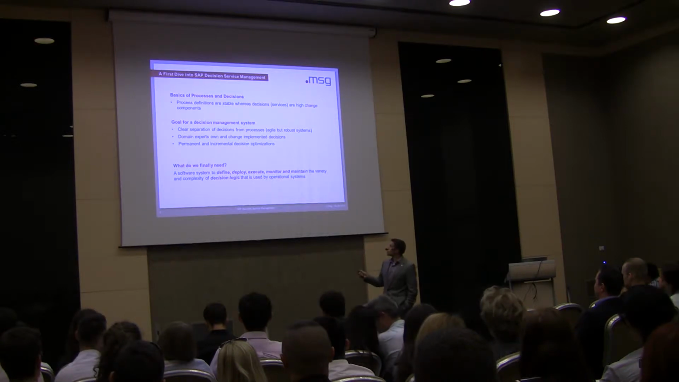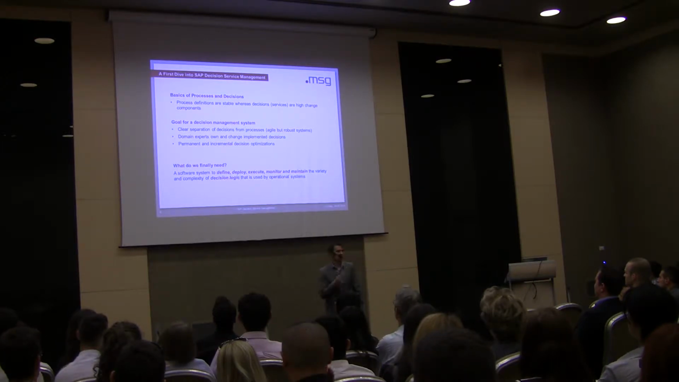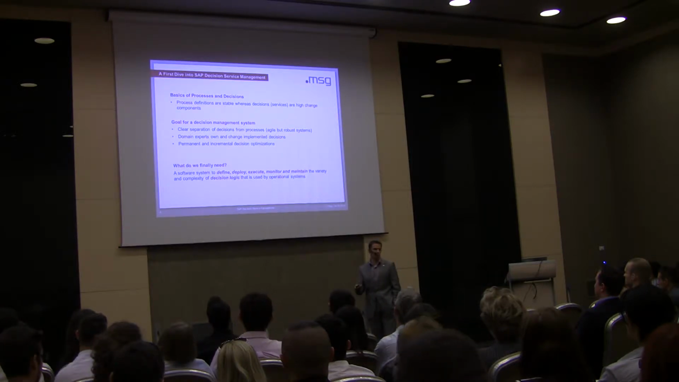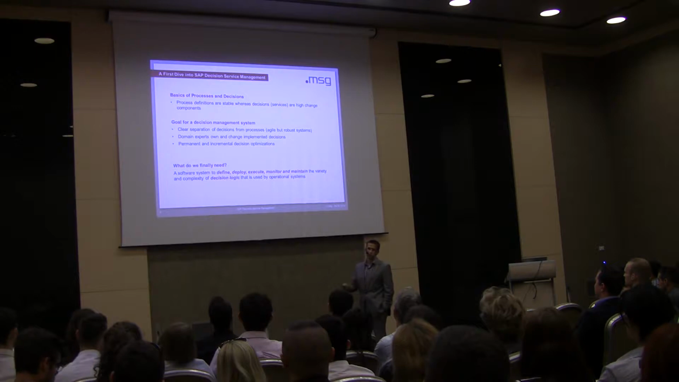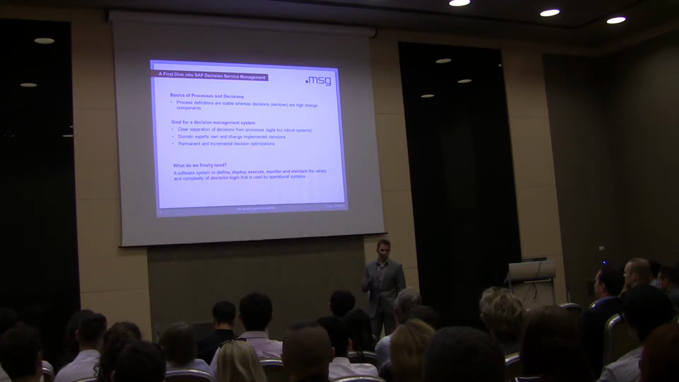So the very basic bottom line of processes and decisions is process definitions are quite stable, whereas decisions or decision services are very frequently changed. There are high change components. If you think about a credit application for a loan, the process itself will always be the same. You apply, you enter some data, and then you get the loan or not. But the magic happens within the decisions. What are the parameters why you get the loan or not?